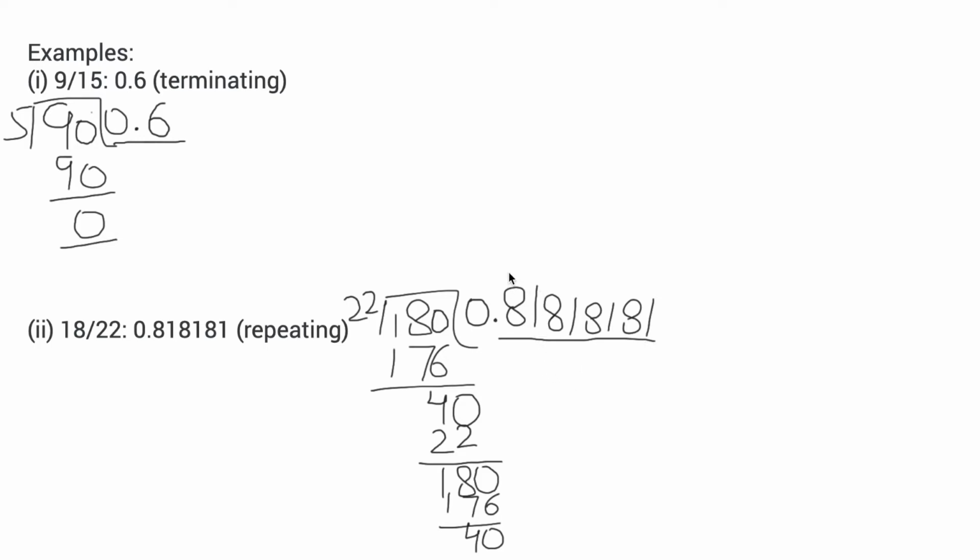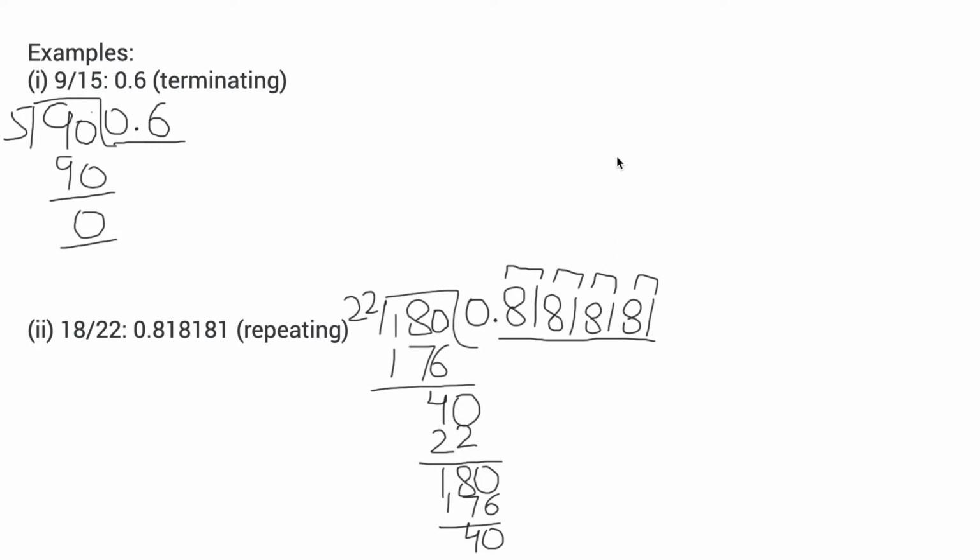So here you can see the same pattern follows: 8 1, 8 1, 8 1. You will never get remainder 0, but you will get this pattern, 8 1, 8 1, 8 1, and so on. So this is called a repeating decimal.